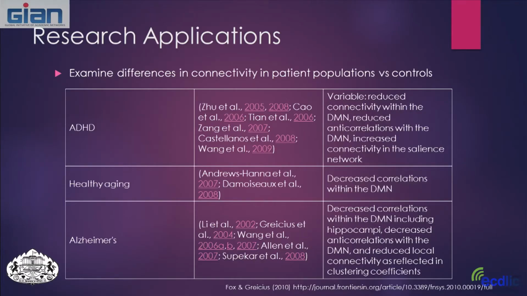So we can examine differences in connectivity in patient populations with particular clinical problems and see how a clinical problem would affect these networks. One thing they've looked at is ADHD, attention deficit hyperactivity disorder. They found that kids with this disorder typically have reduced connectivity within the default mode network, reduced anti-correlations with the default mode network, and increased connectivity in the Salience Network. The Salience Network, again, is something that's just grabbing our attention and making us focus on other things.